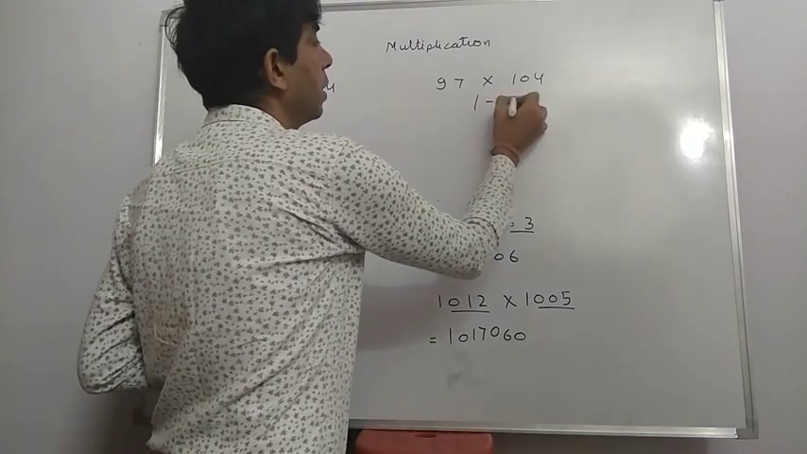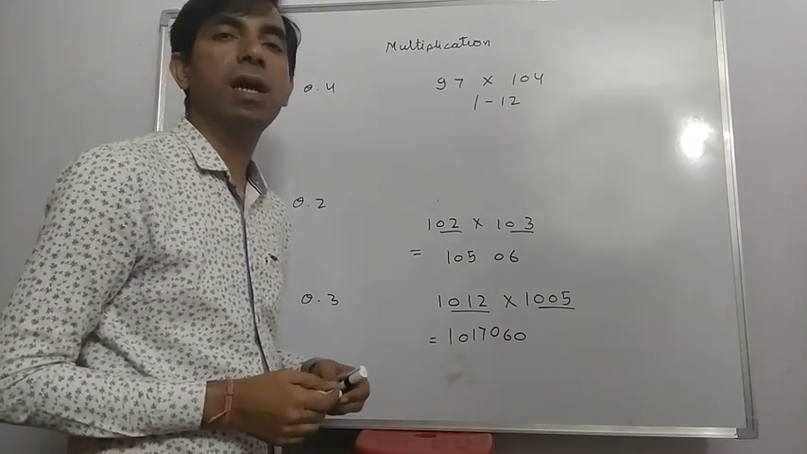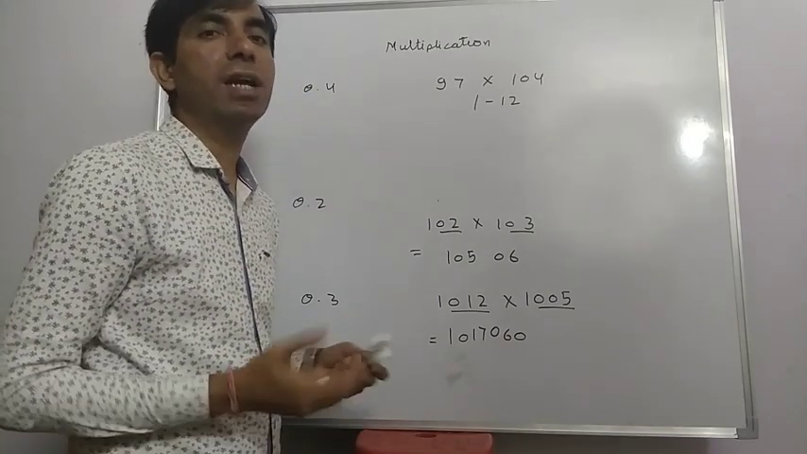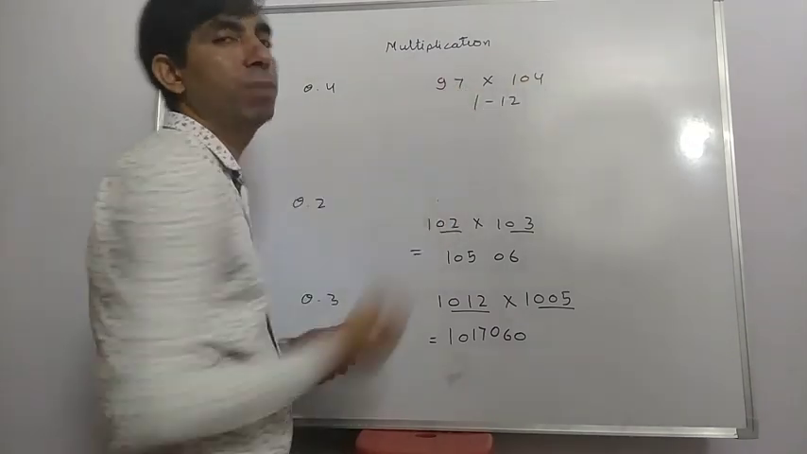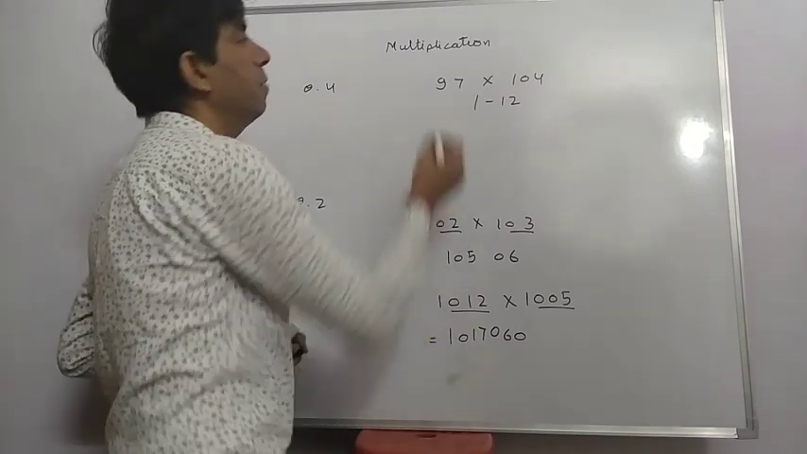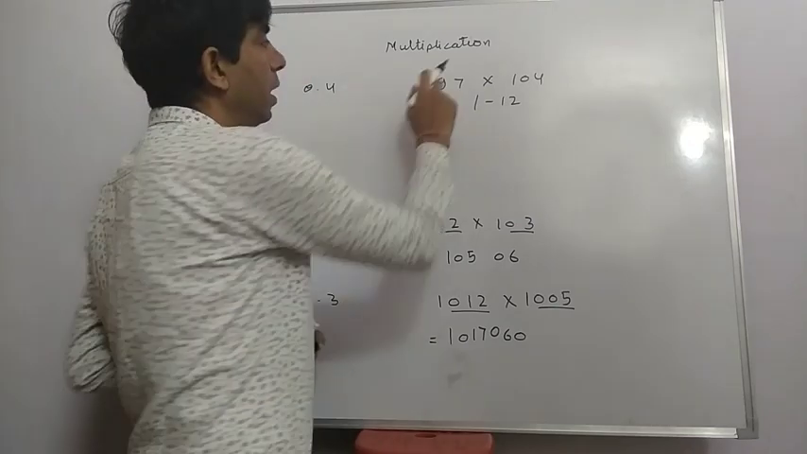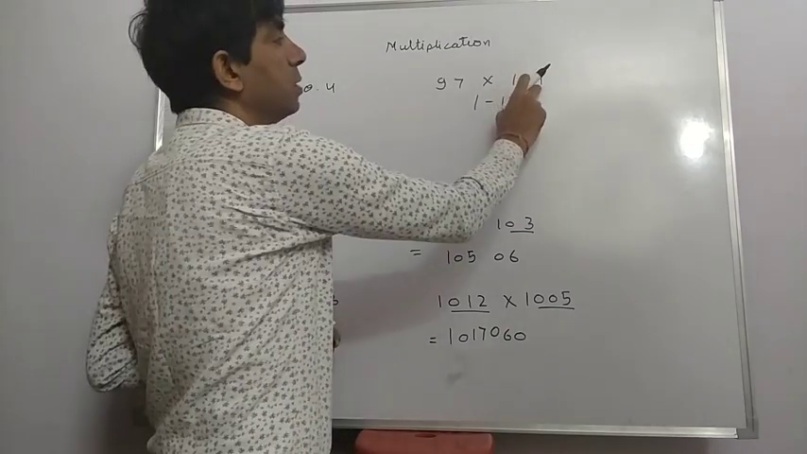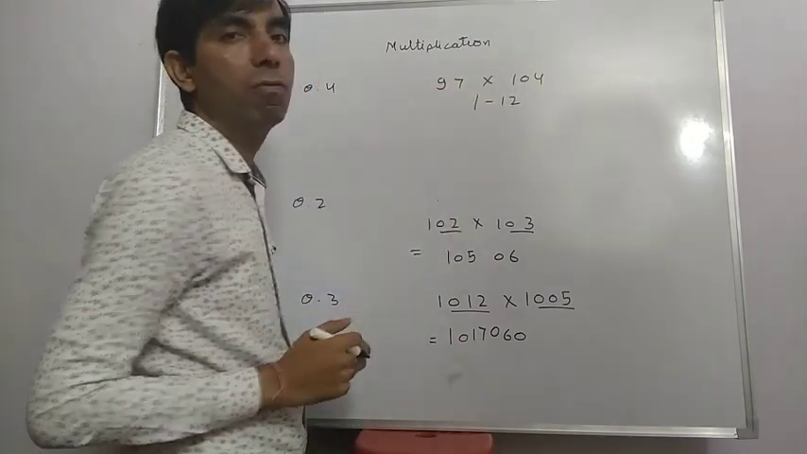Because in the multiplication rules, we know that if both signs are the same, the answer is positive. If both signs are different, the answer is negative. Here one is negative and one is positive, so the answer will be negative. And then we add one number to the other's deviation: here 97 plus 4, because it is greater, gives 101.